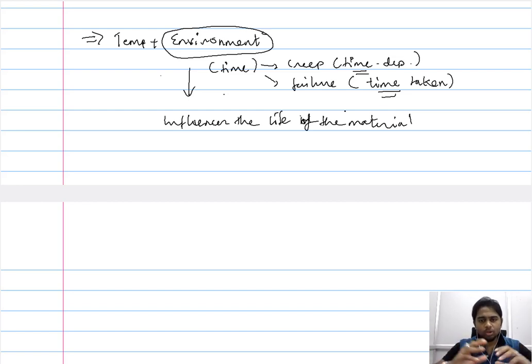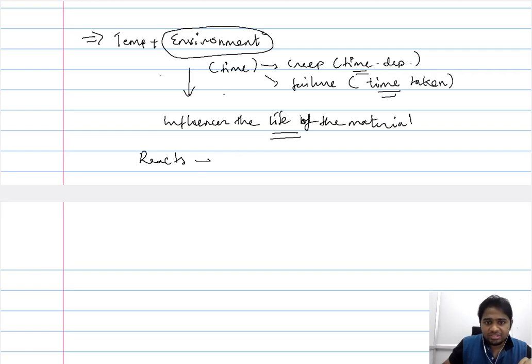Now, when we talk about the environment, as it is, it doesn't play much of a role. It is the reaction between the environment and the material that influences the life of the material. If the environment is inert, it doesn't react with the material, then there is not much role played by the environment. The only place where the environment plays a role is when it reacts with the material that is being used at the high temperature.